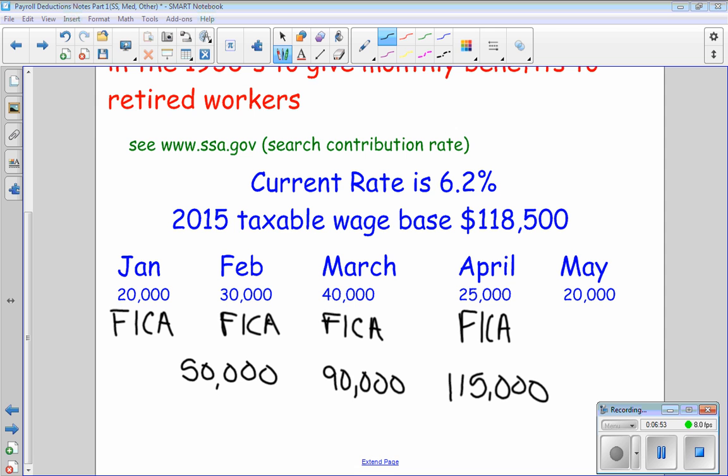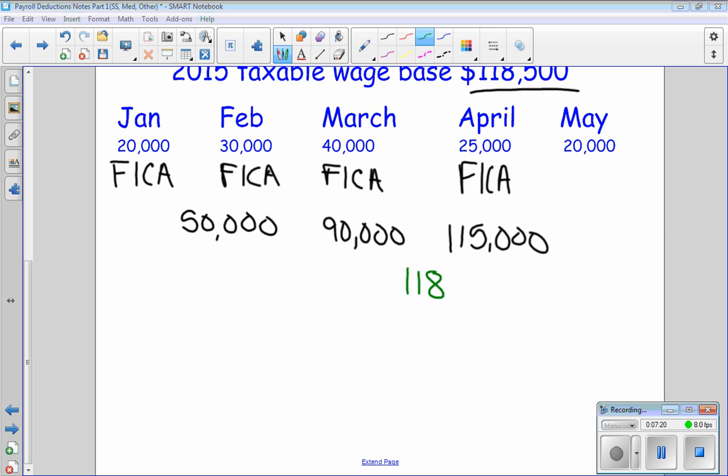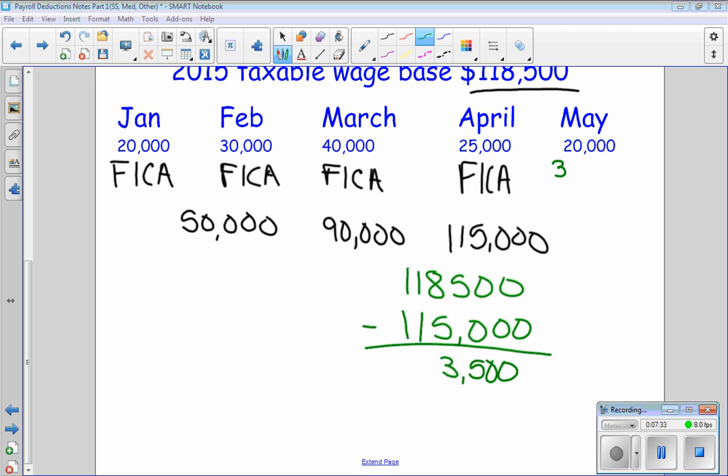Now, here's the tricky part. The next $20,000 puts me over the $118,500 limit. How much of that $20,000 do I have to pay Social Security tax on? Well, between $115,000 and $118,500 is what? Yeah, $3,500. So I'm going to take my $118,500, subtract out my $115,000 because that's what I've already paid FICA tax on. I only have to pay on $3,500. So of that $20,000, $3,500 pays FICA. The remainder does not. Only $3,500. That is the number one mistake made by students. They forget that it has a limit. Number one mistake.